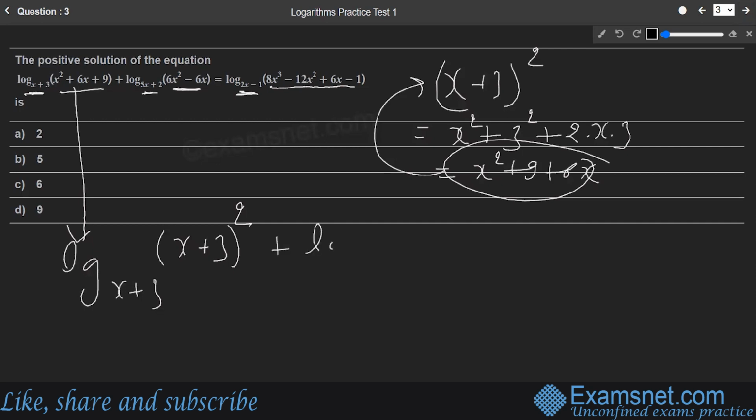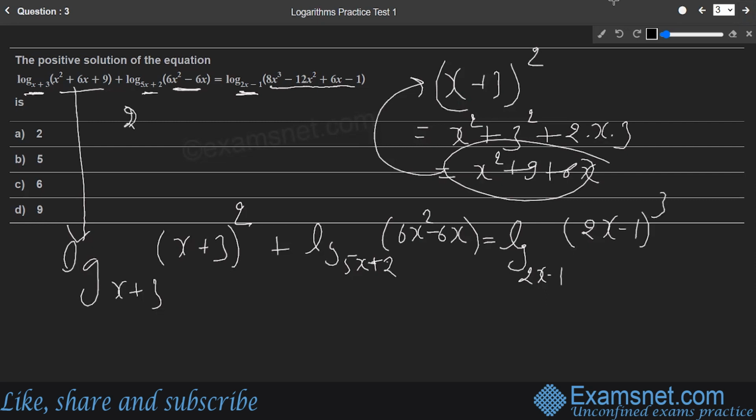The second part is log base 5x plus 2 of 6x square minus 6x, is equal to log base 2x minus 1. The base is 2x minus 1. And if we see the rightmost part, 8x cube minus 12x square plus 6x minus 1, this is nothing but log of 2x minus 1 whole cube. Because if we expand 2x minus 1 whole cube in the form of a minus b whole cube, we can get the value. A minus b whole cube is a cube minus b cube minus 3ab, a minus b.